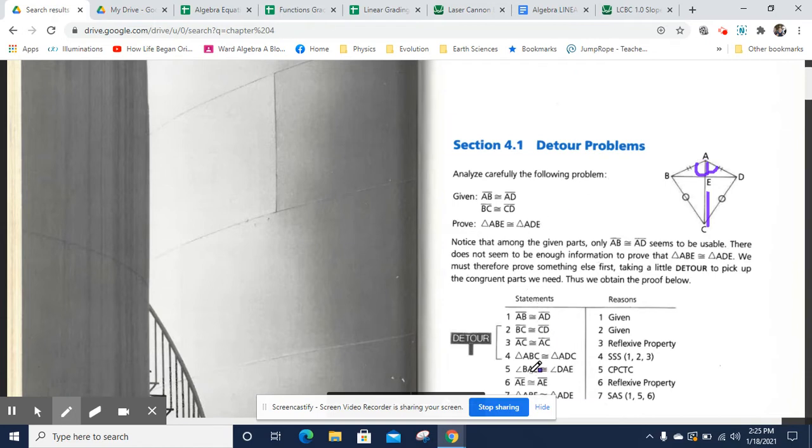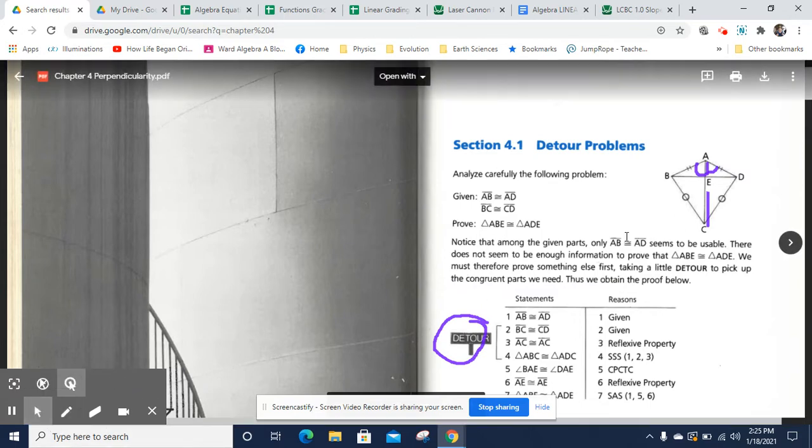So now BAE and DAE are congruent, and AE is congruent to itself again by reflexive property. And so now we have a side, angle, side proof that we can use. We had to follow this detour first in order to do that. We had to prove that these larger triangles were congruent in order to have enough information to prove that ABE and ADE were congruent.